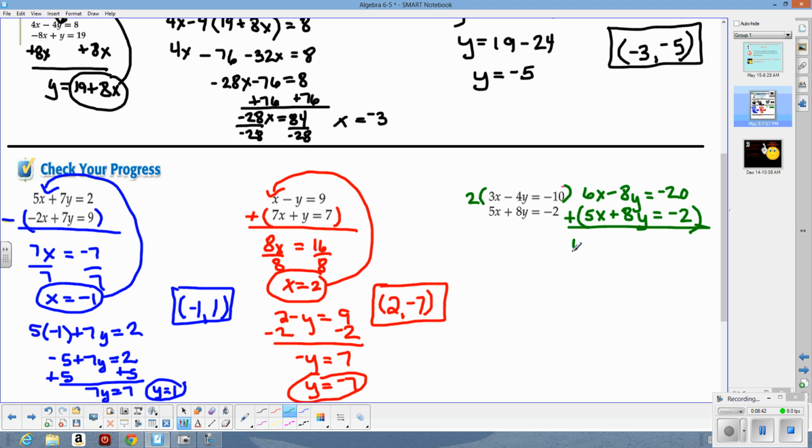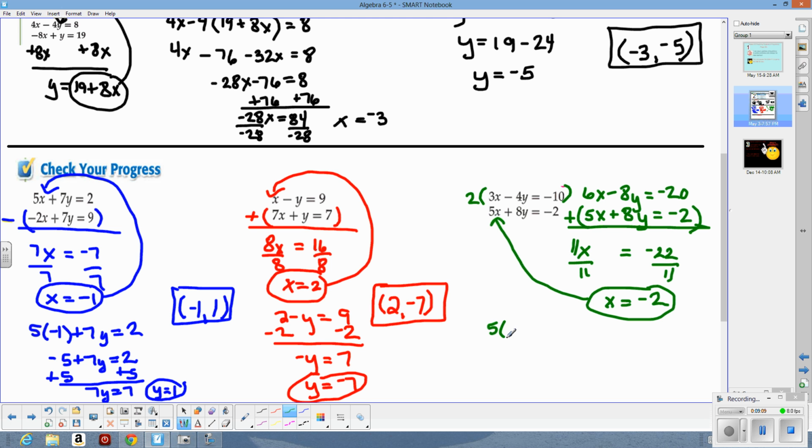6x plus 5x is 11x. The negative 8y plus 8y is 0y. And then negative 20 plus negative 2 is negative 22. Divide both sides by 11, and we get x equals negative 2. Now I'm going to go ahead and plug that into one of these equations. I'm going to plug that into the second one.